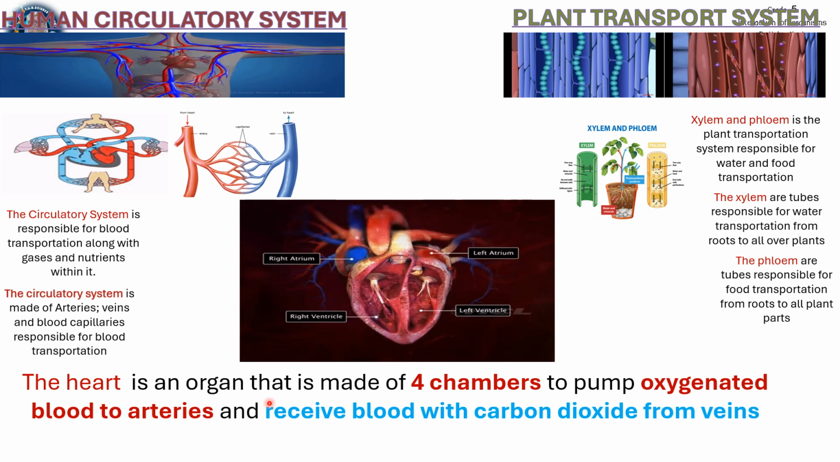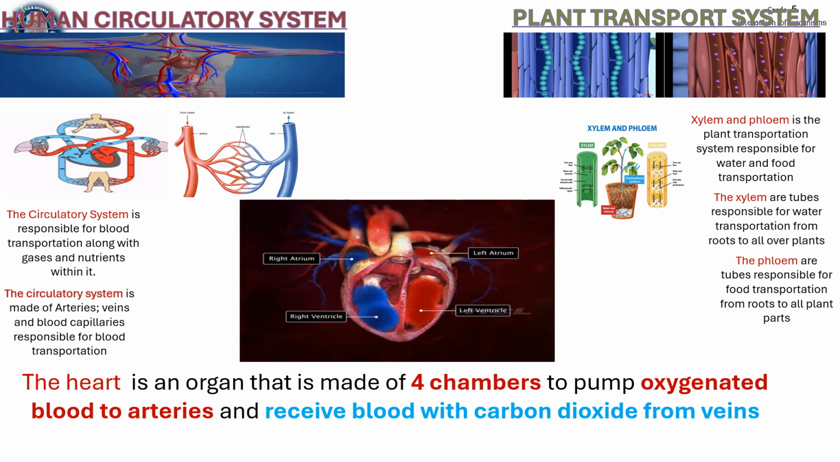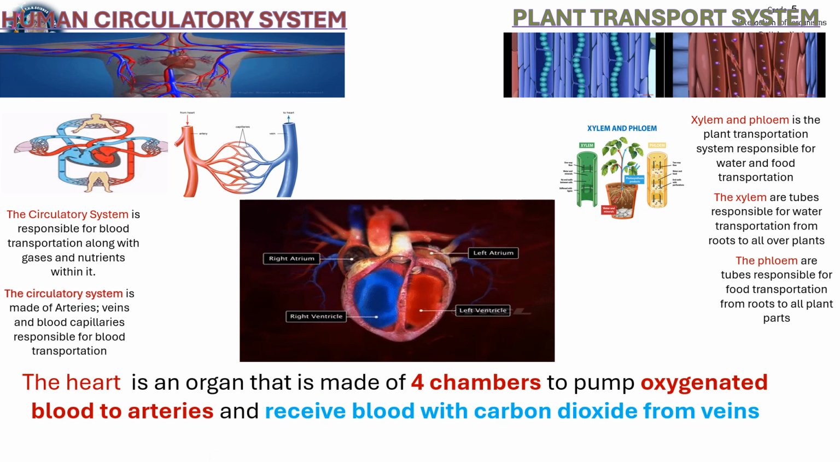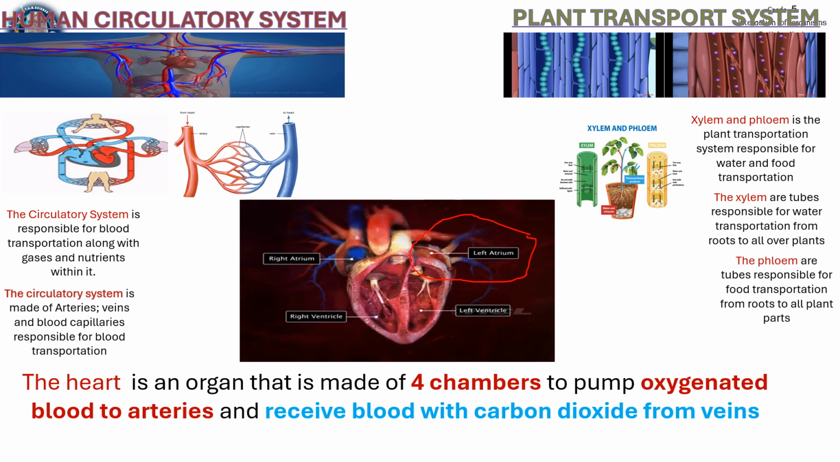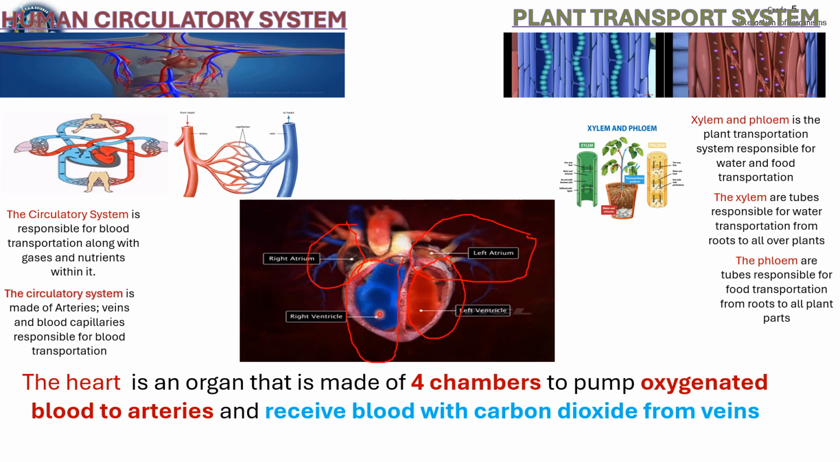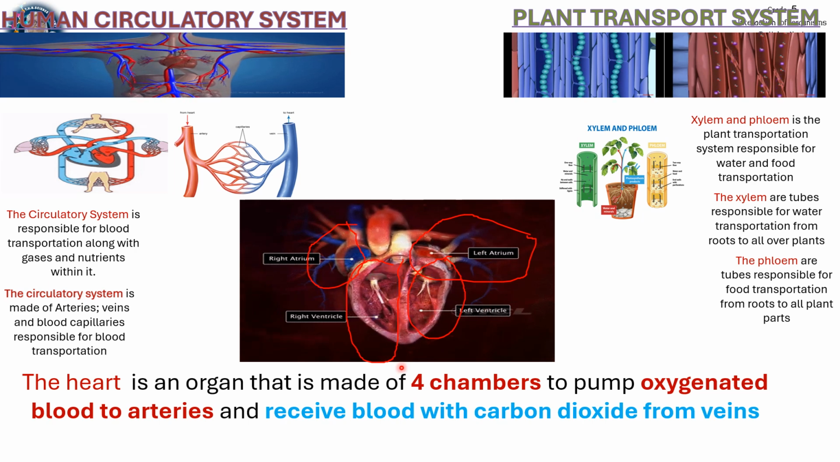The heart is an organ that is made of 4 chambers. Look at the chambers here, this is 1, 2, 3, and 4. Okay. 4 chambers, as we can see, 2 chambers for the oxygenated blood and 2 chambers for the carbon dioxide blood.